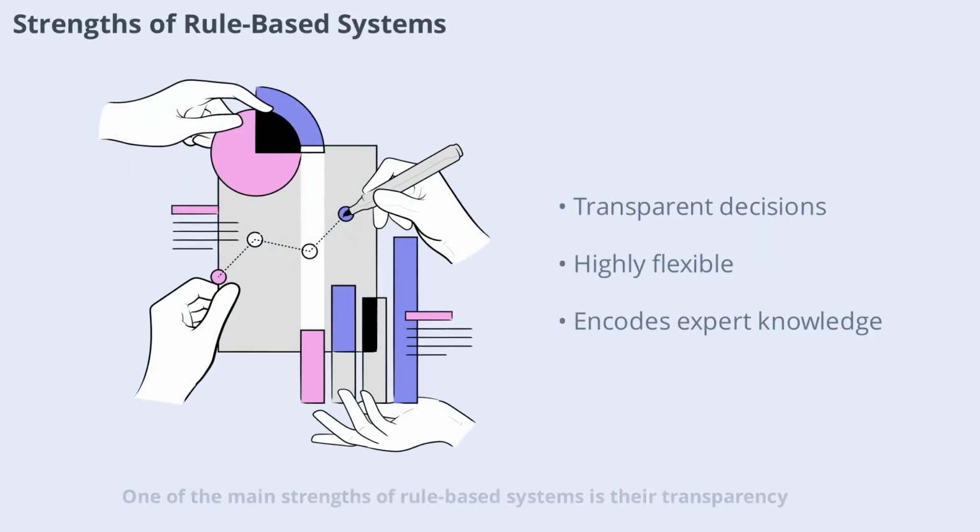One of the main strengths of rule-based systems is their transparency. Each decision can be traced back to a specific rule, making it easy to explain and justify outcomes. Rule-based systems are also highly flexible. New rules can be added without redesigning the entire system. They are especially effective in domains where expert knowledge can be clearly defined and encoded as rules.